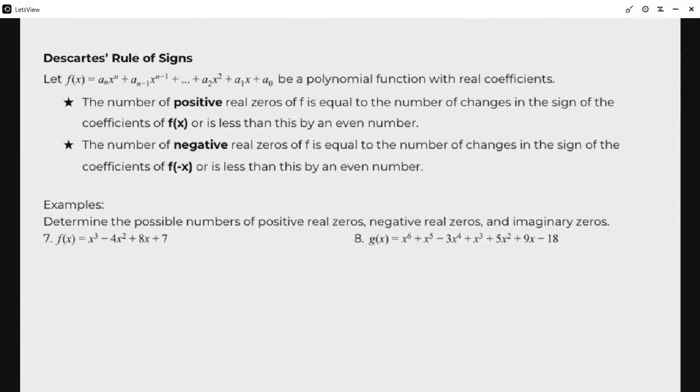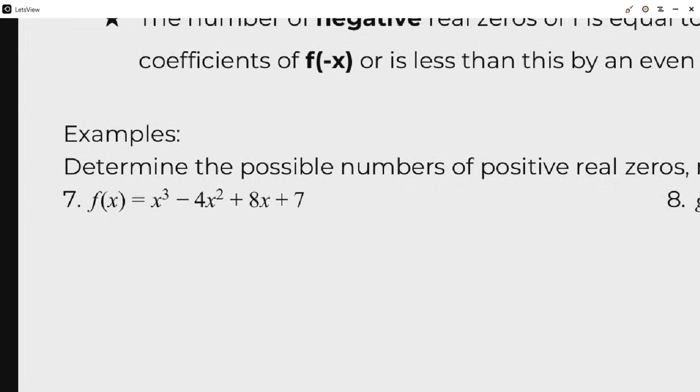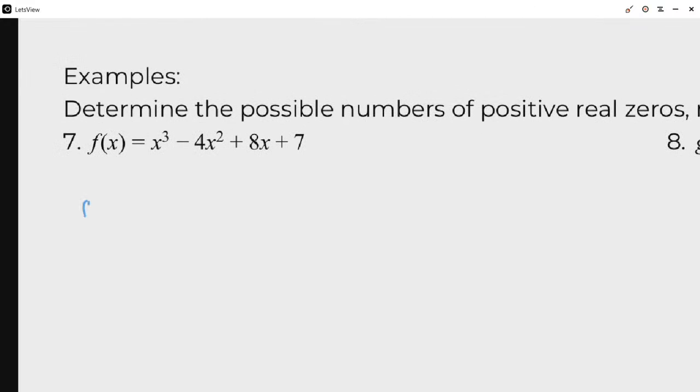Okay, last section is Descartes' rule of signs. So the number of positive real zeros of f is equal to the number of changes in the sign of the coefficients of f of x, or less than this by an even number. And the number of negative real zeros of f is equal to the number of changes in the sign of the coefficients of f of negative x, or less than this by an even number. Okay, so what we want to find first is f of negative x. So that just means we're plugging in negative x for all of the x's.